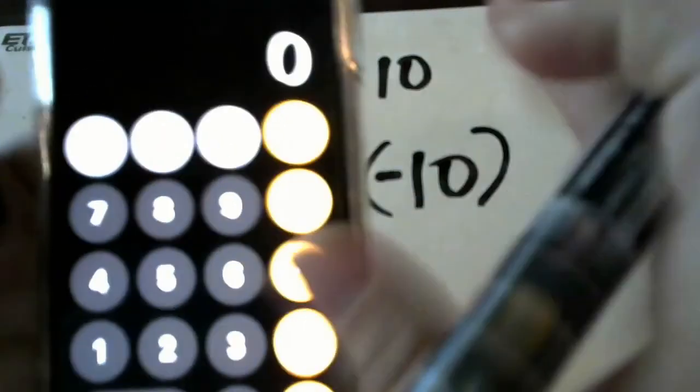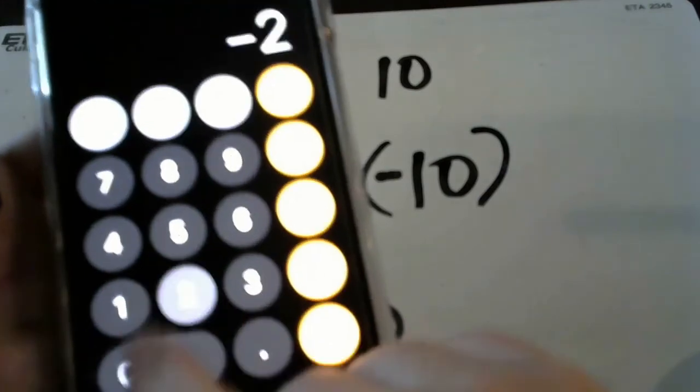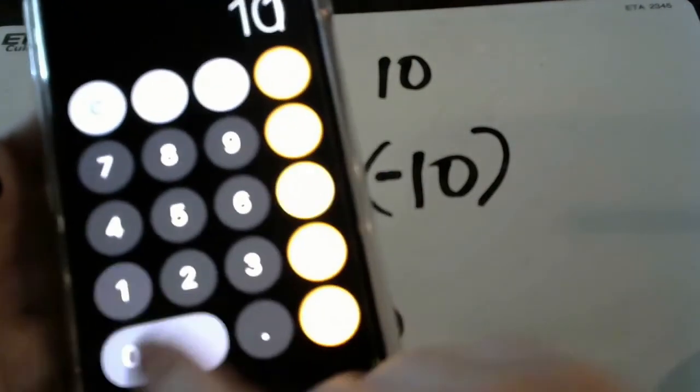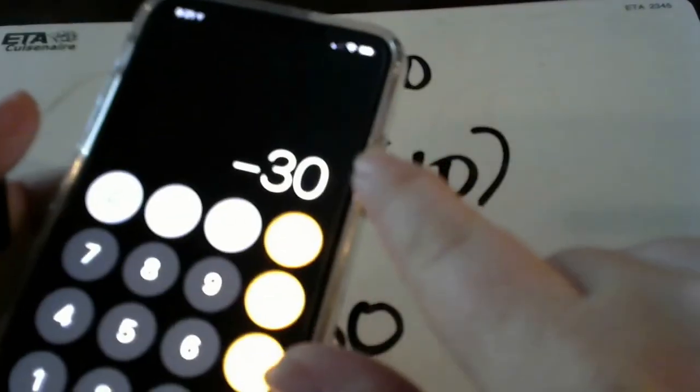And let me make sure I've cleared out my phone. Okay, so we did negative 20 minus positive 10. And we got negative 30, which is what I got right here. And I did it right this time.